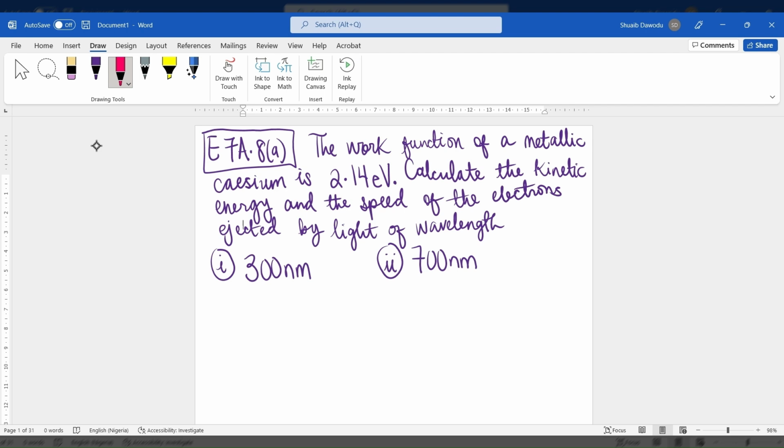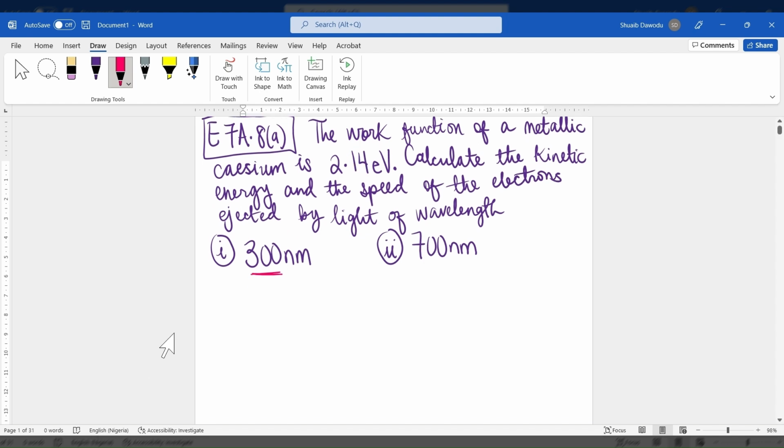Today we're going to be working on the question on the screen that says the work function of metallic cesium is 2.14 eV. Calculate the kinetic energy and the speed of electrons ejected by light of wavelength 300 nanometers and by light of wavelength 700 nanometers. I'm going to start with the first part, and then solve the second.